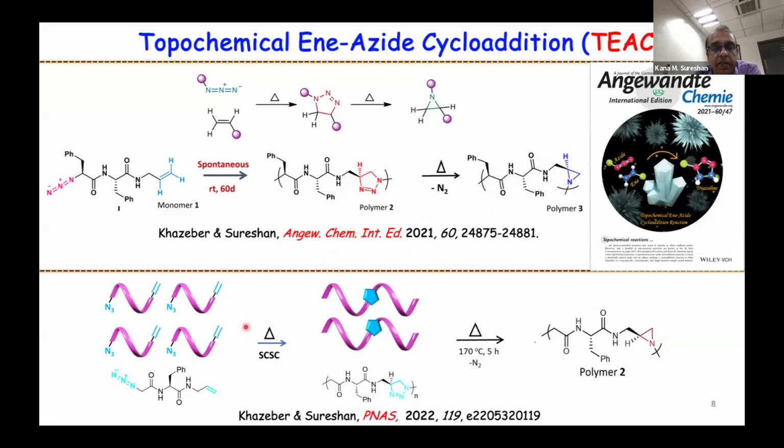This is another example in the same series, a TEAC reaction, wherein you have a glycine and a phenylalanine that gives a helical polymer, which upon denitrogenation loses its helicity in this case.